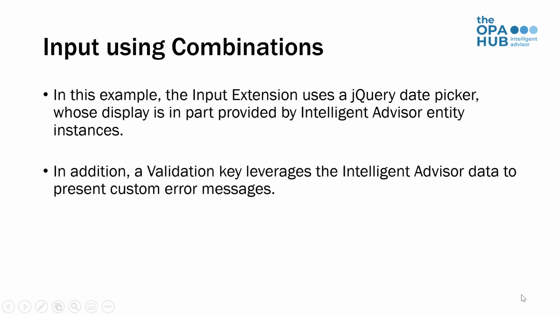and it completely transforms how users interact with our interview. In this final example, we're trying to show that an input extension is often a combination of many things. In this particular scenario, the input extension is using a jQuery UI plugin, the date picker, but it's also using an Intelligent Advisor entity with several instances which provide the data for the calendar. So we're using and leveraging the power of Intelligent Advisor entities. We're not hard coding anything in the JavaScript. And in addition, we're using the validation event key to display custom error messages based on the data provided by Intelligent Advisor.